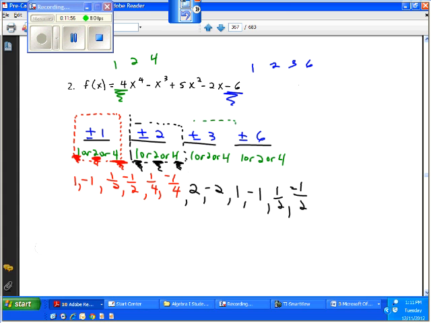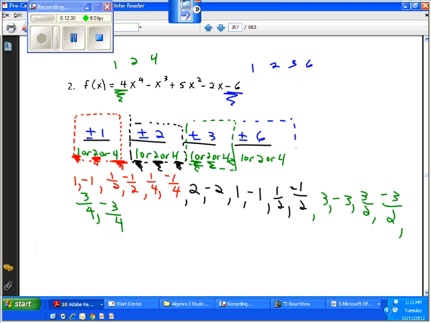Now we got the third pod. We got positive 3 over 1. That's a 3. Negative 3 over 1 is a negative 3. Positive 3 over 2, which is a 3 over 2. And then negative 3 over 2. And then 3 over 4. And then negative 3 over 4. And that's that pod. You understand what we're doing?